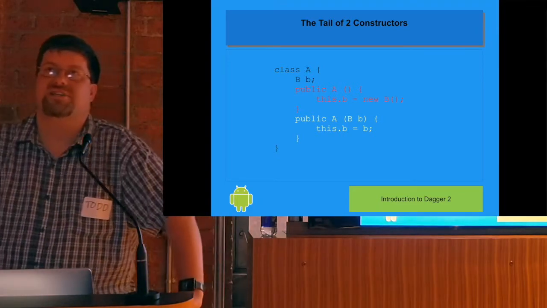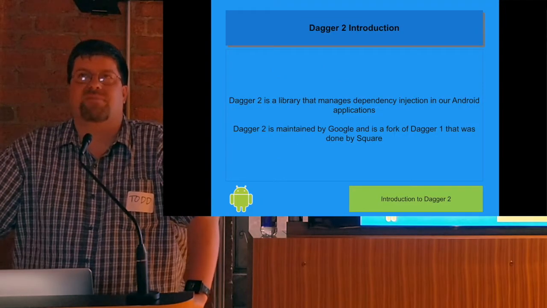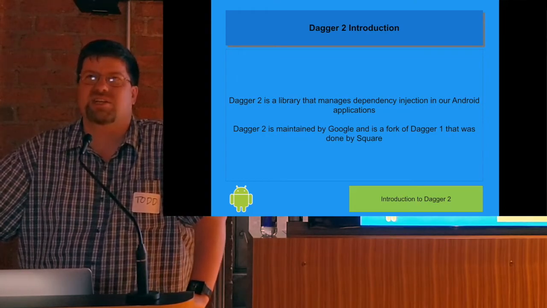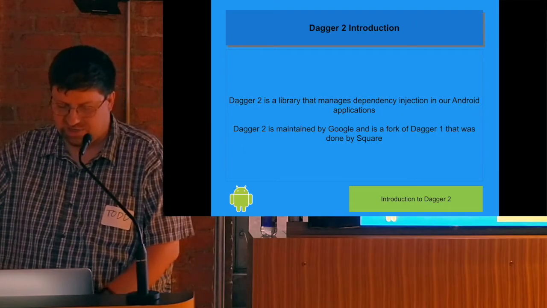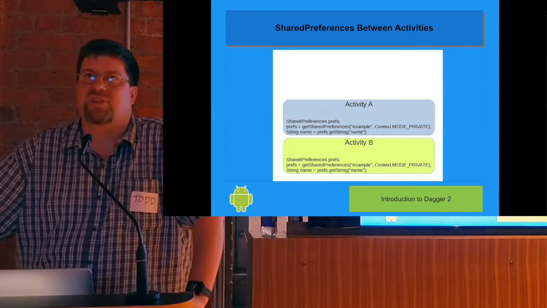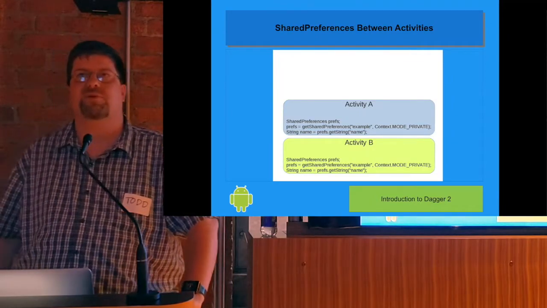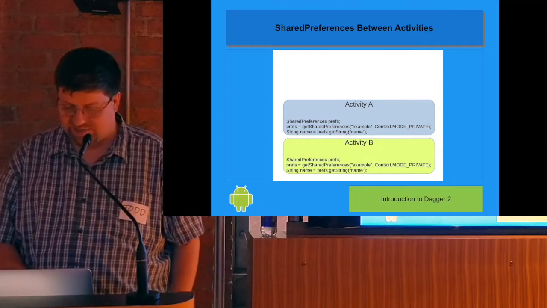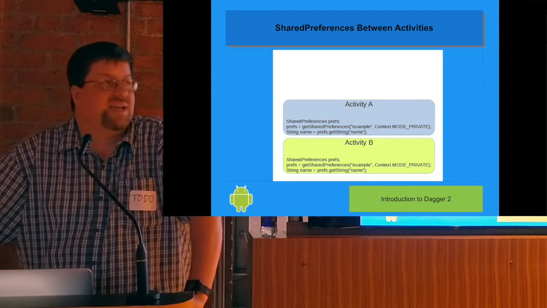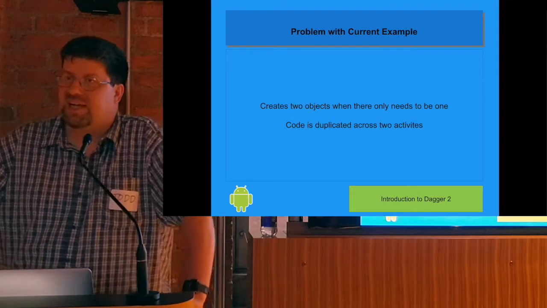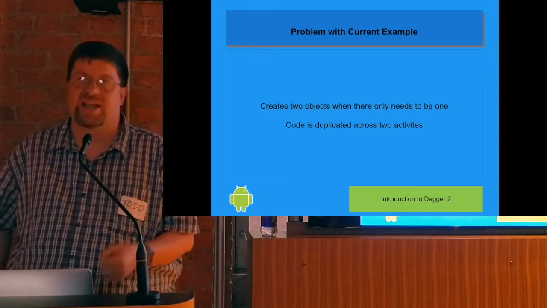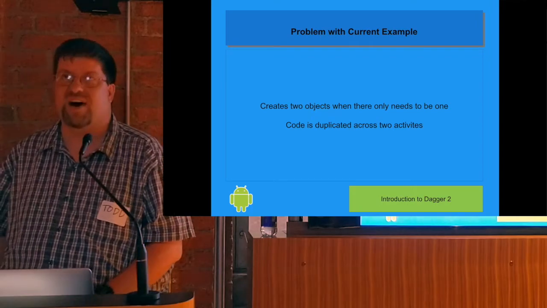Here we have just two basic activities that are sharing shared preferences, designed to get the name. You see both activities are using the same code, but in two different places. The problem with the example is we're creating two objects where there only needs to be one. As well, the code is duplicated across two activities. In this example you see in red, where in a release we've changed the file name used for shared preferences, so now it's going to break because they're both looking at two different files.